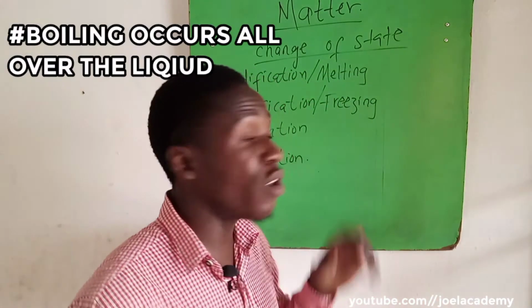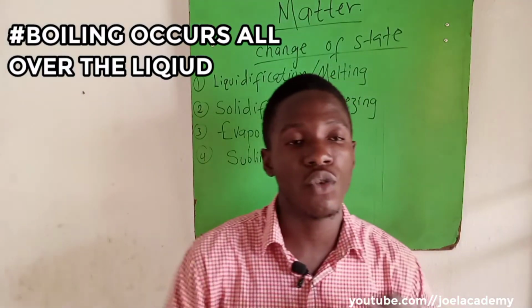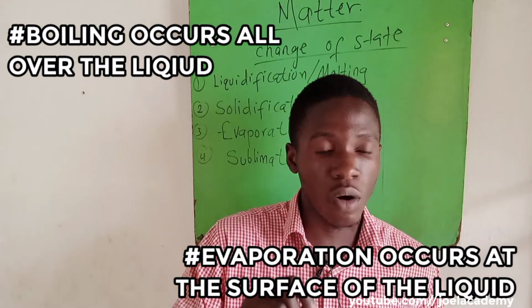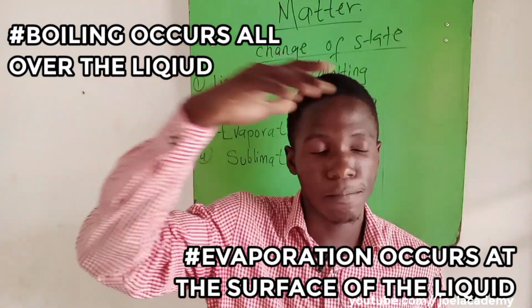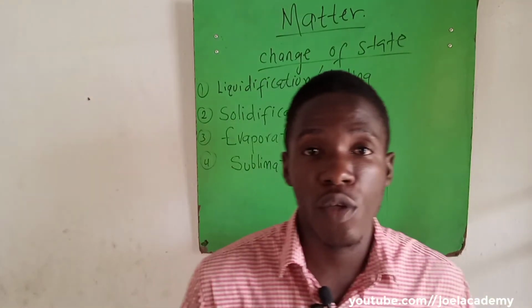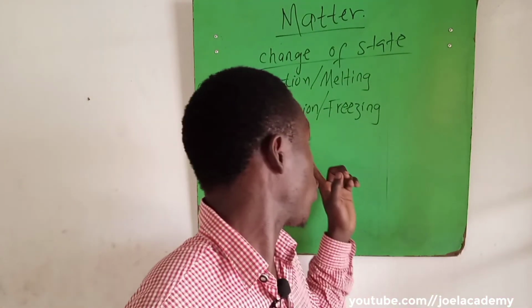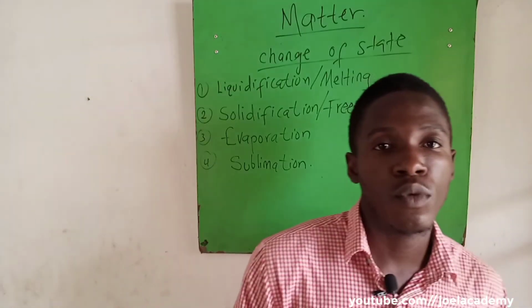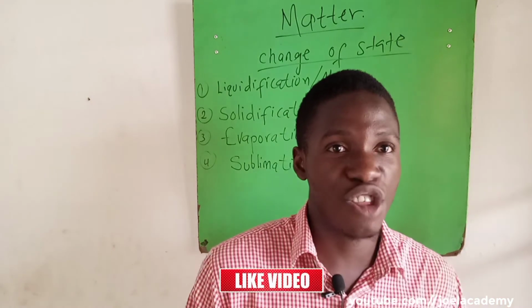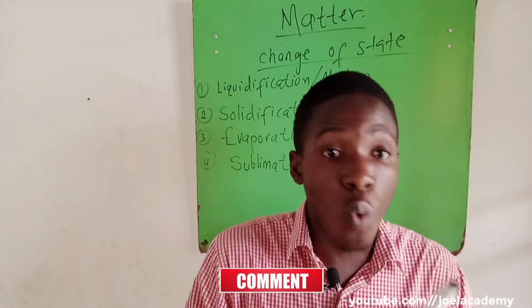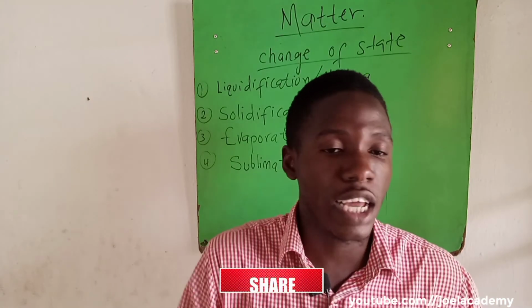Now note that boiling occurs all through the liquid, but evaporation only occurs at the surface of the liquid. Also, boiling causes an increase in the internal energy of a system, whereas evaporation has to do with a change of state. So once the body begins to evaporate, it means it's changing state, whereas what boiling does is increase the internal energy of a system.